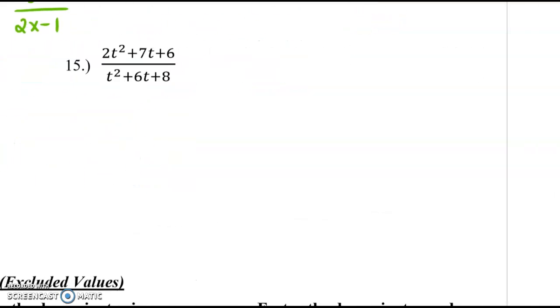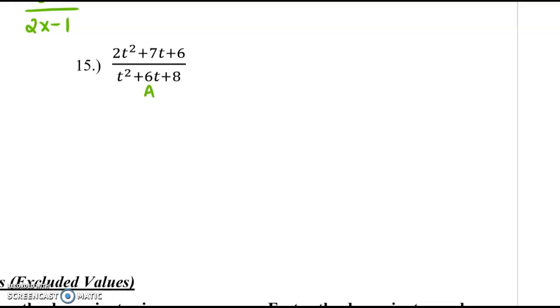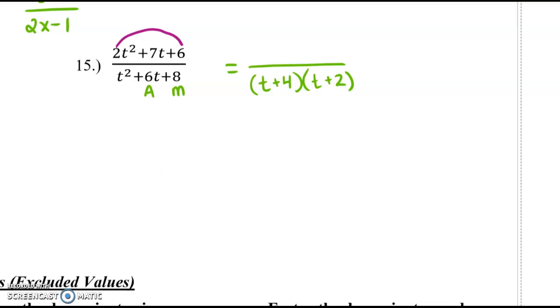Okay, number 15, the bottom is easier because this one's an add multiply. So I need two numbers that are going to multiply to 8 and add to 6. So that's going to be t plus 4 and t plus 2. The top is the British method, so I have to multiply the 2 and the 6 together. I'll do that over here. So that's going to give me 12, two numbers that multiply to 12 and add to 7. So those numbers are going to be 3 and 4.